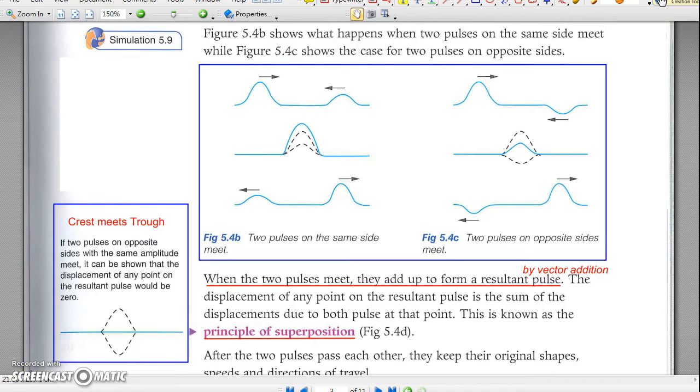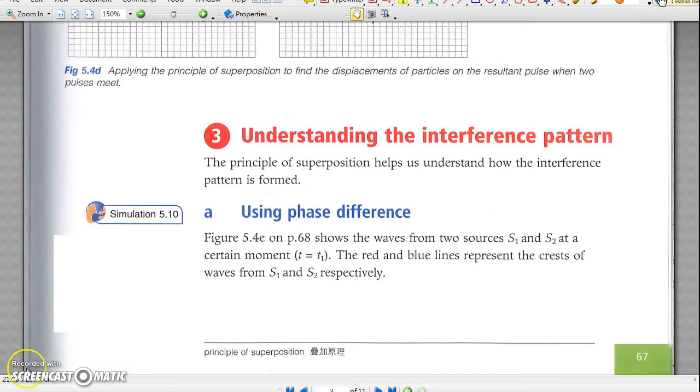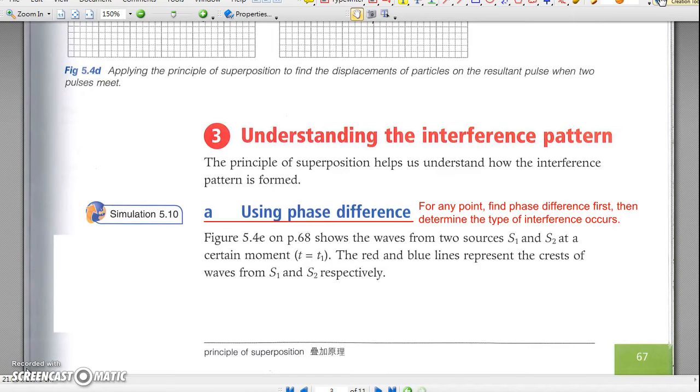Well, two crests result in a big crest. A big crest and a small trough result in a small crest. If a crest meets a trough with the same magnitude, the resultant will be nothing and zero displacement results. And after they meet, the two pulses pass each other and go straight as if nothing has happened. Now we know that when two waves meet, their displacements at a point are added by the principle of superposition.